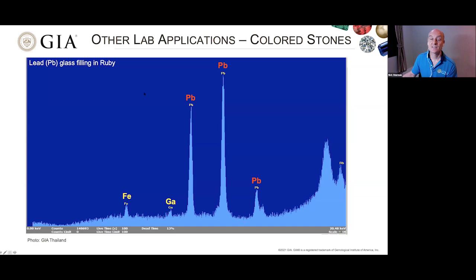Most of the time, though, as I showed you earlier, we rely on EDXRF as well as the loupe and the microscope. And the results that we would get for a lead glass filled ruby would be something like this. So we would have very strong peaks relating to the lead content. So as I said, it's relatively straightforward in a lab to test this material.